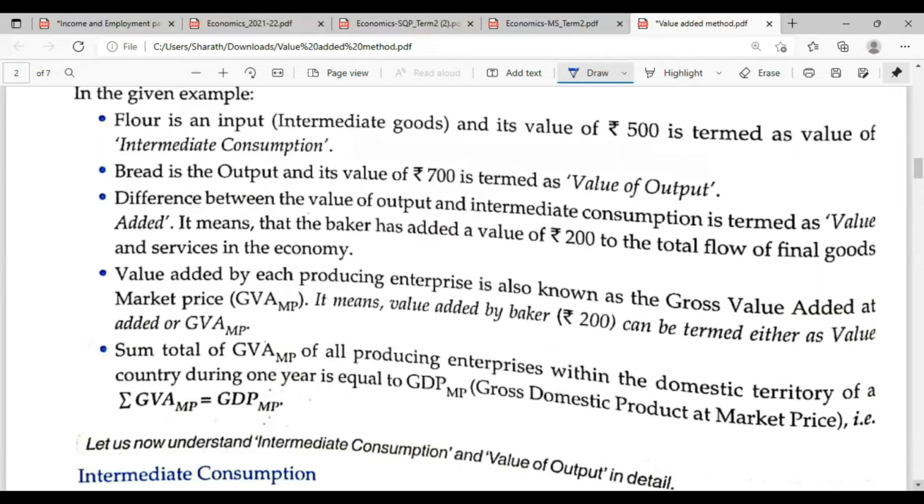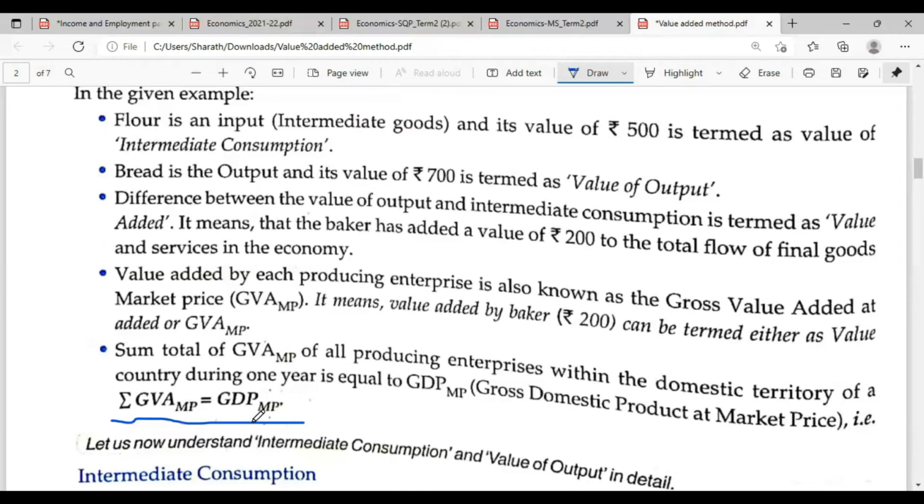And one more thing you need to understand. Every firm, when they are doing this value addition, is deriving GVAMP, gross value added at market price. When you accumulate all the GVAMP, you get GDPMP. You could see over here, sigma GVAMP is equal to GDPMP.